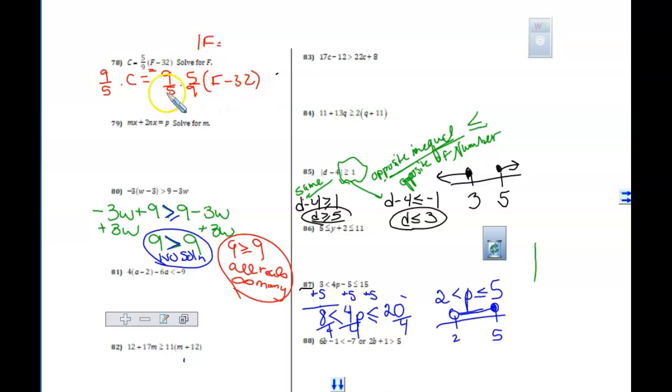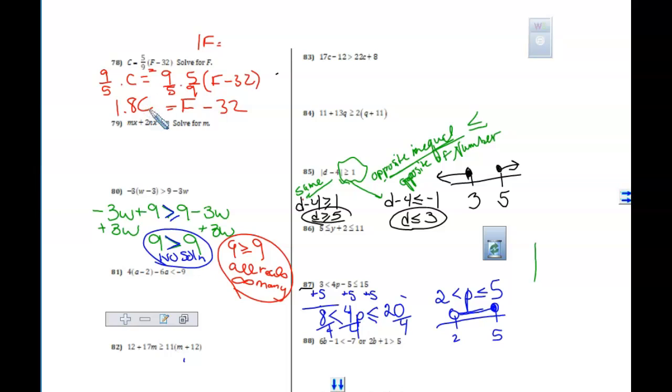And someone said, well, don't we have to distribute that out? Well, no, because 9/5 times 5/9 is just going to give us 1. So we actually don't have to put 1 times that parenthesis. We can just say f minus 32 is now equal to 9/5 times c. The 9/5 times c might be easier to change to a decimal. 9 divided by 5 is 1.8. Oh man, that looks a lot easier already, right?